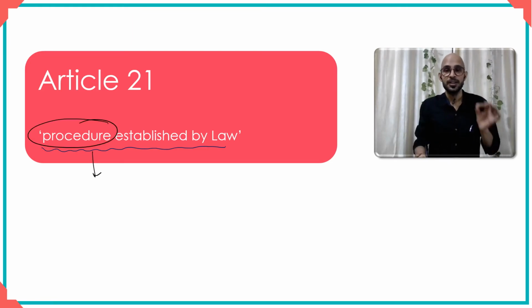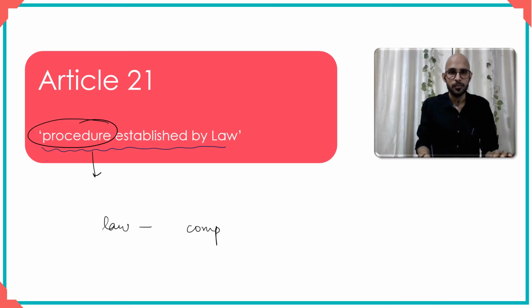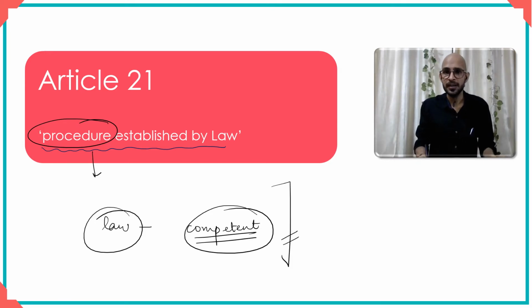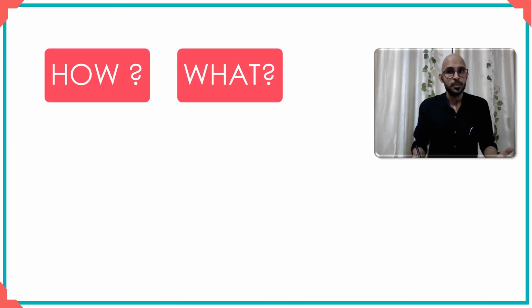Don't get confused. The meaning of procedure established by law just means that a law that has been enacted by an authority which is competent, right? So don't get confused. This has nothing to do with procedure and substance. Article 21 and the procedure established by law relates to both substantive and procedural law. The procedure established by law here basically refers to a law that has been made and enacted by a competent authority. That's it. Perhaps we might agree that the purpose of law is to dispense justice, is to serve justice.